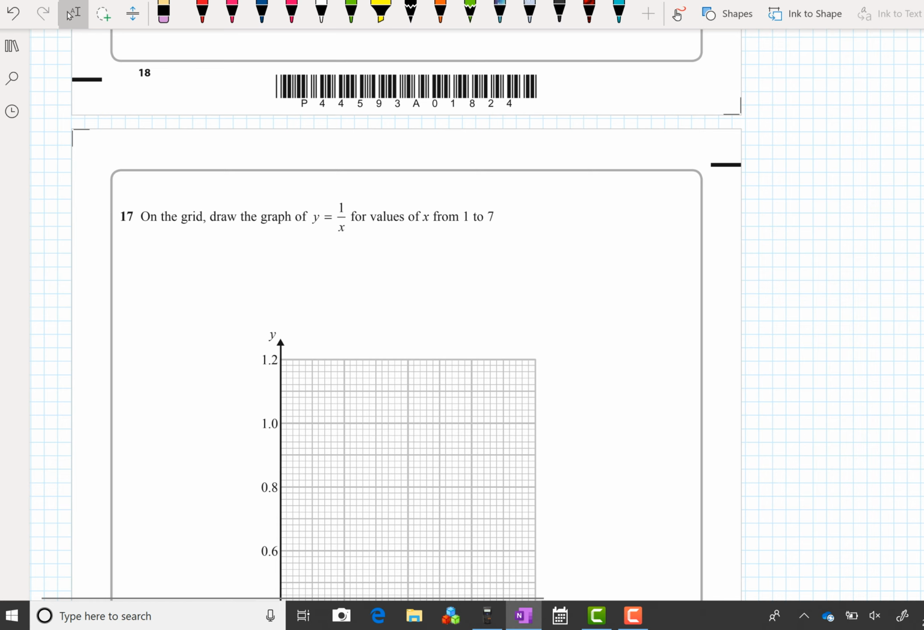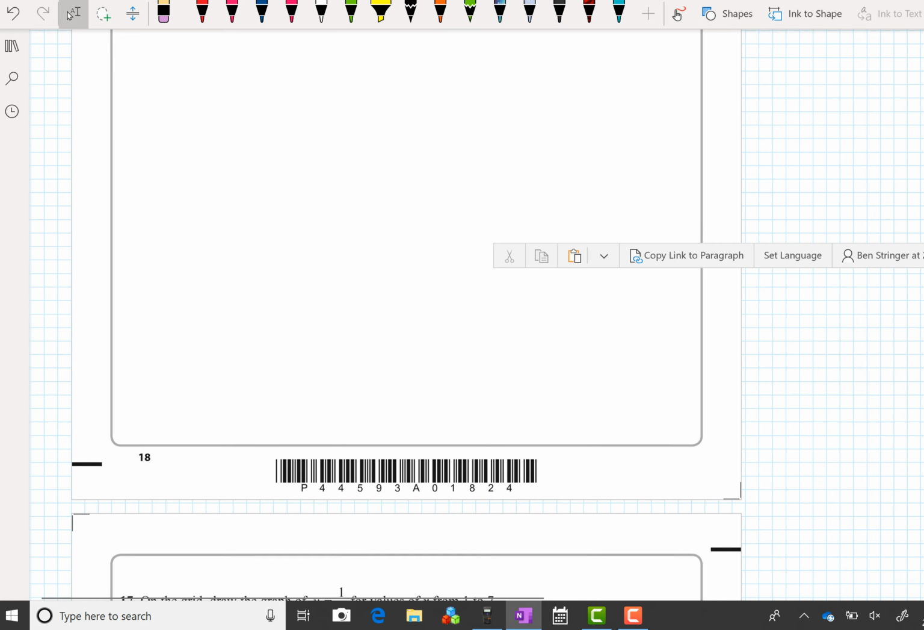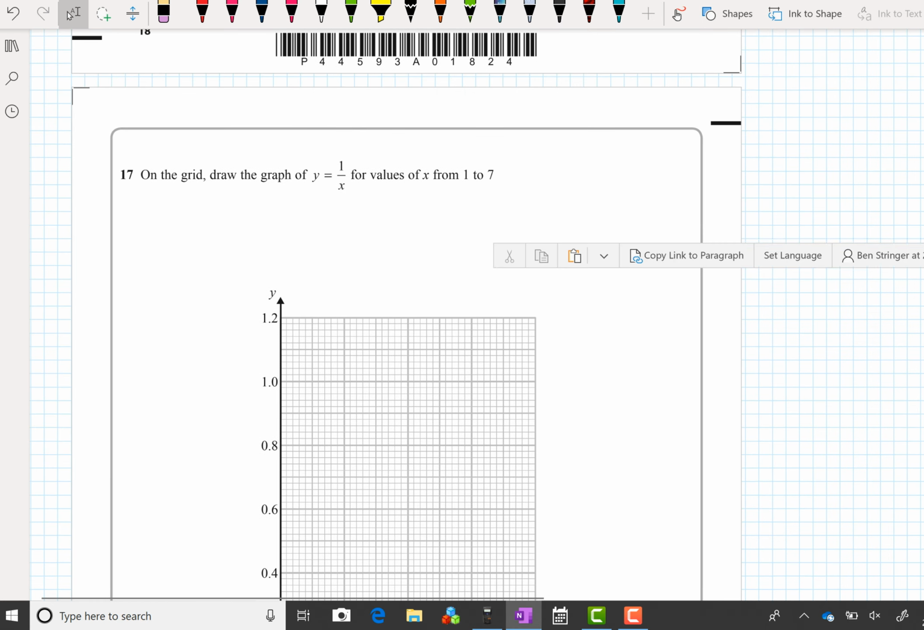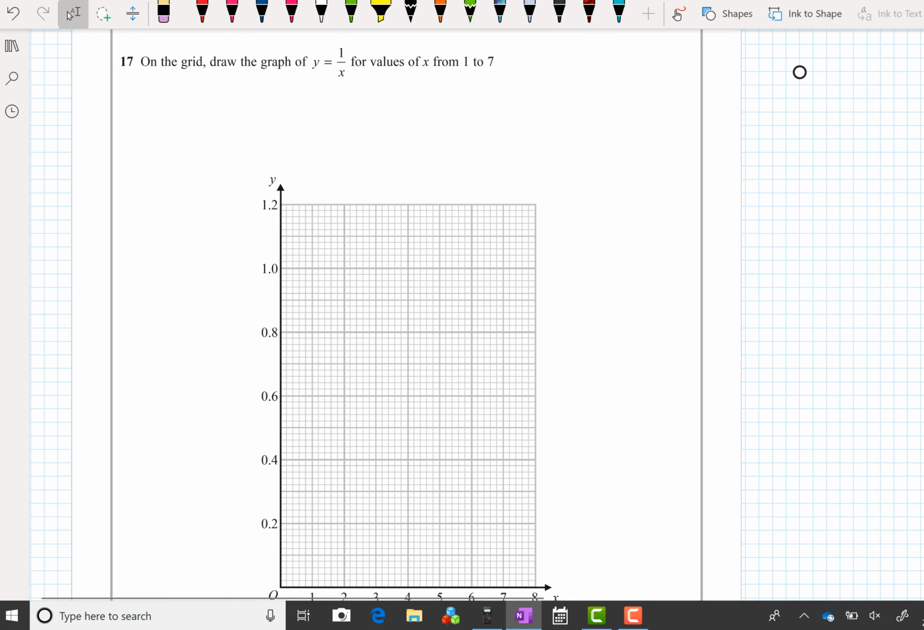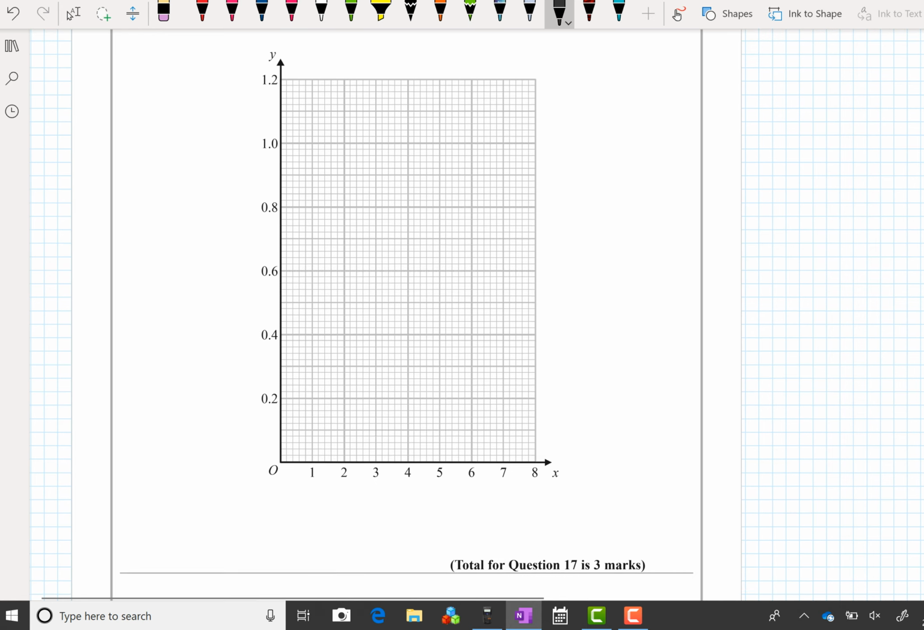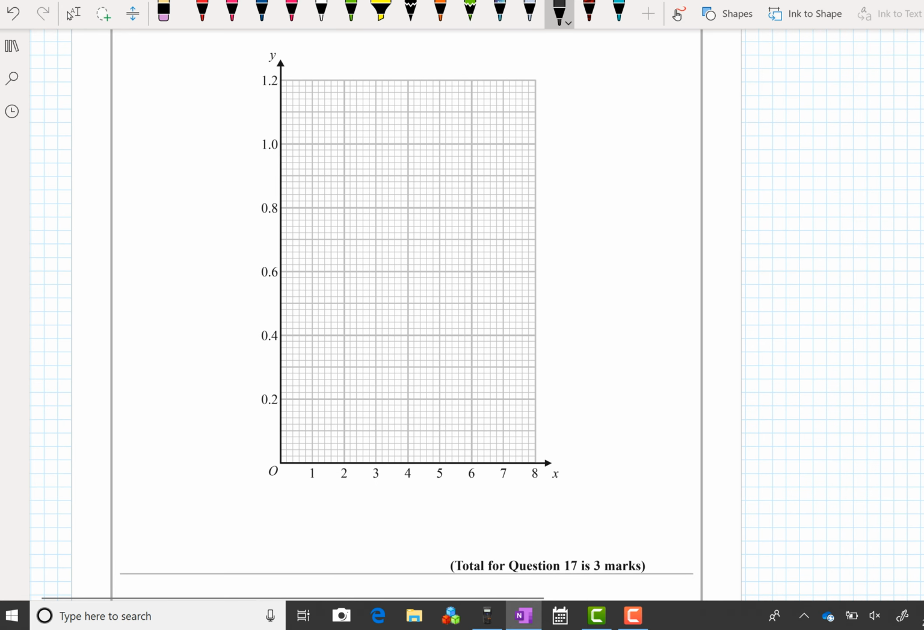Okay. On the grid, draw the graph of y equals 1 over x for values of x going from 1 to 7. So I want to look on my x-axis. I want it to go from 1. I want the portion of the graph, whatever it looks like, however funky. I would not want this part here, the ones which is smaller than 1. I'm just looking for the portion of the graph which is between 1 and 7. That's it. So, how can I do this?